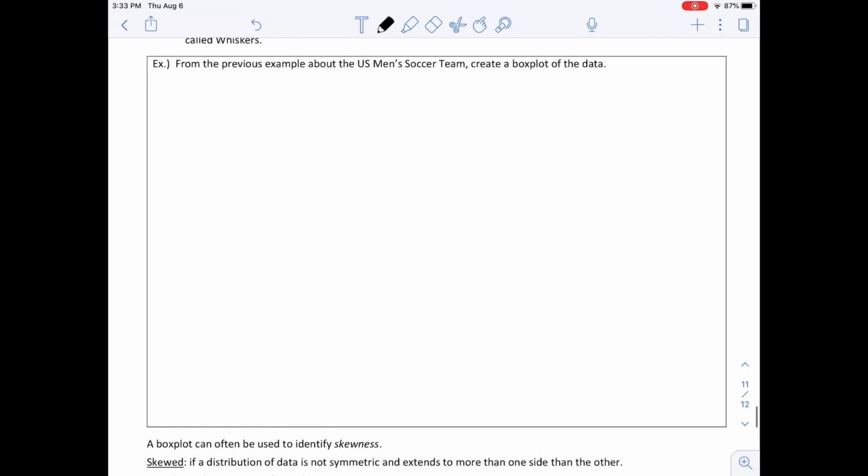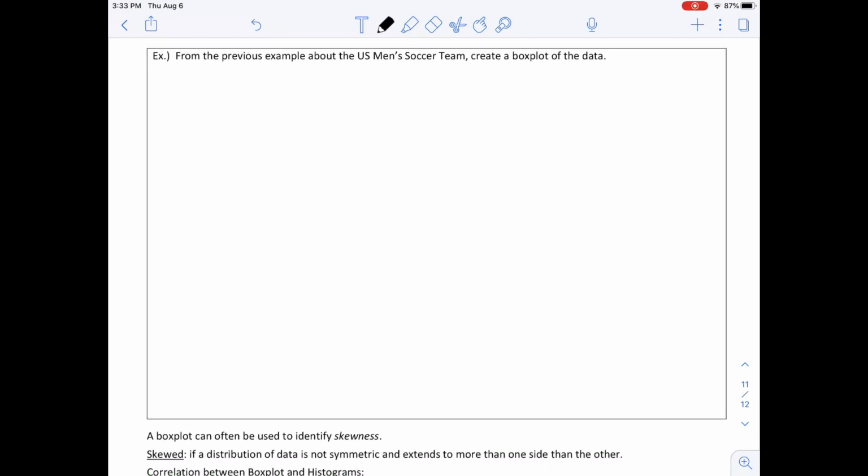So the next problem says, from the previous example about the U.S. men's soccer team, create a box plot of the data. So I'm going to go ahead and steal the numbers that we had already calculated with our 5-number summary. Our 5-number summary, which was on one of the previous examples for the men's soccer training camp members, is going to be 135 as the minimum. 155 was our quartile 1. Our median was 170.5. Q3 is 180. And our largest value that we have, our max, is 215.